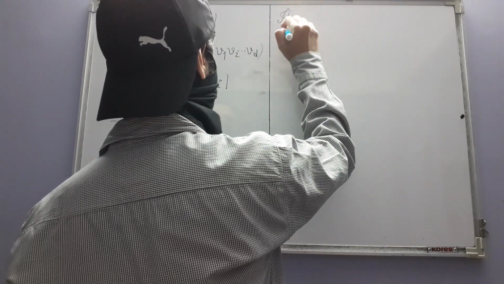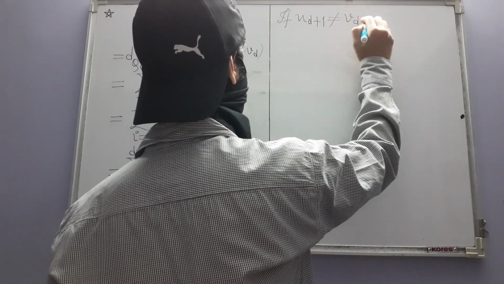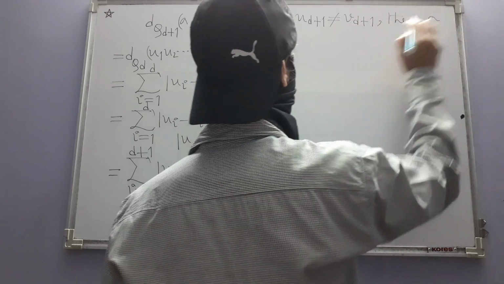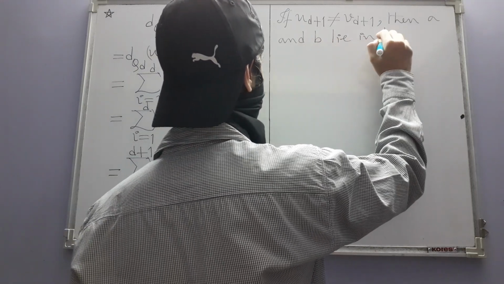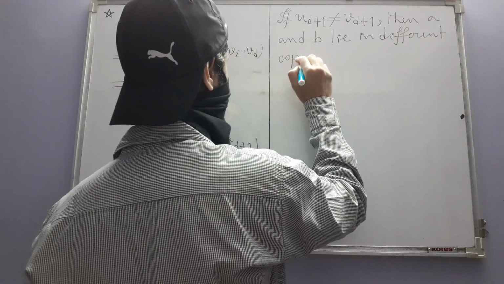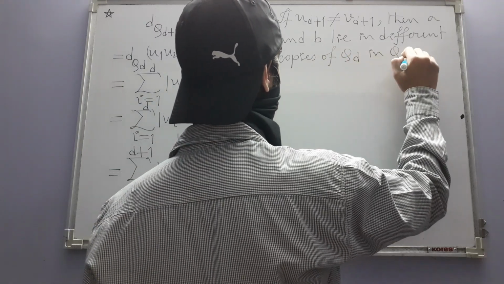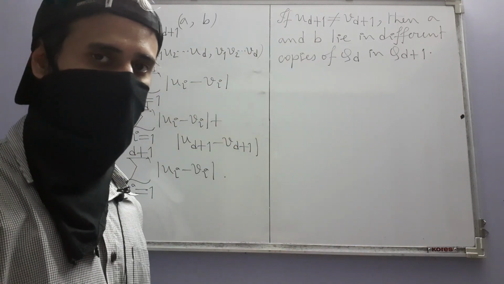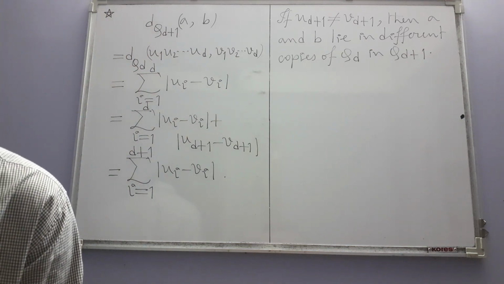The other case, of course, is just this. If UD plus 1 is distinct from VD plus 1, then A and B lie in different copies of QD in QD plus 1. Maybe one of them is lying in the upper level, upper copy, and the other one is lying in the lower copy.